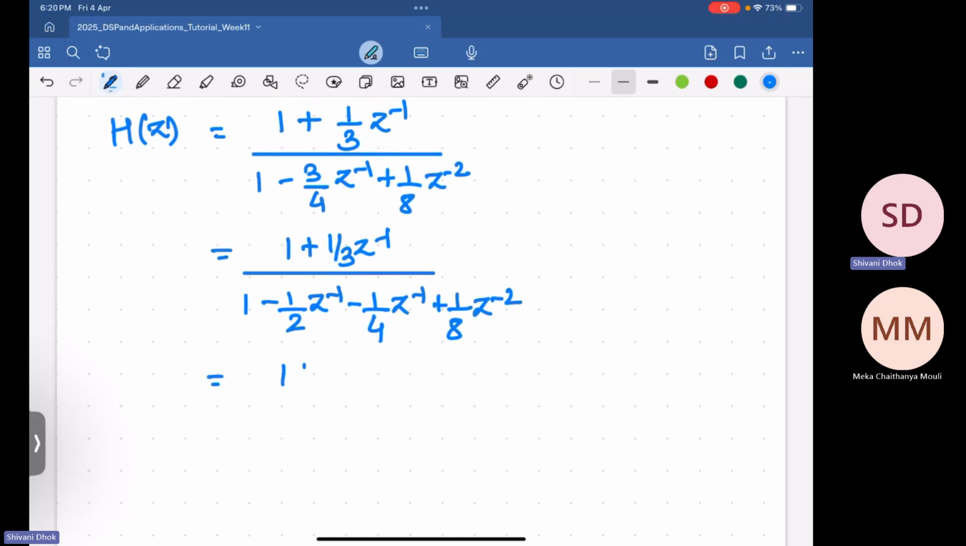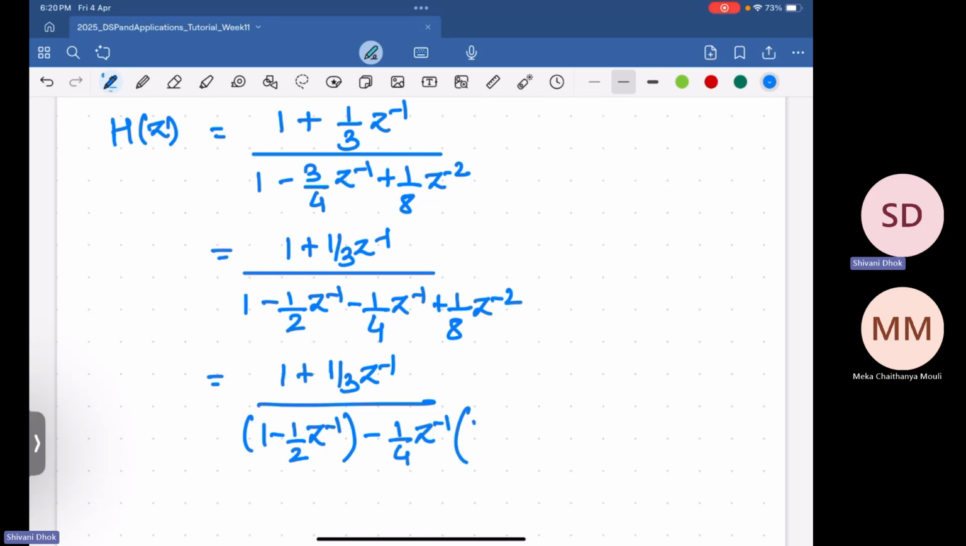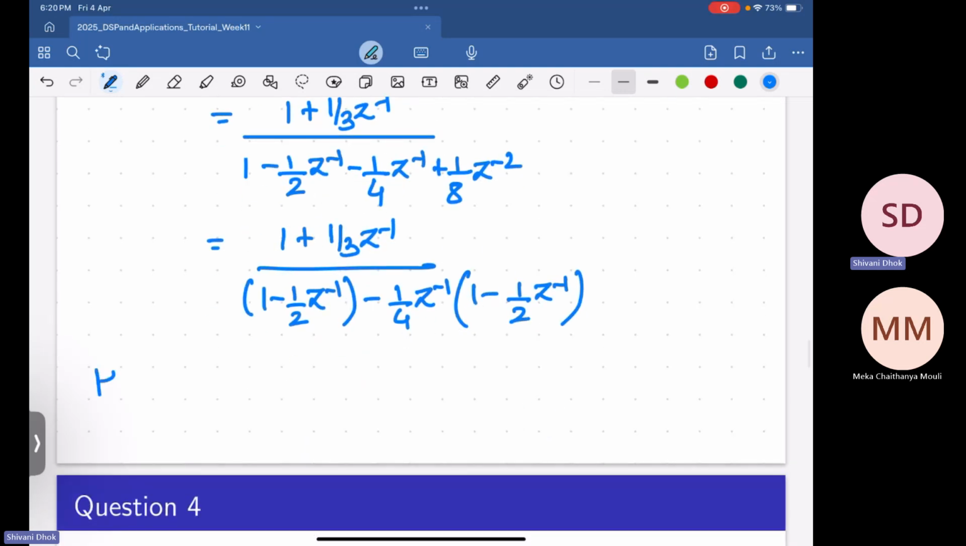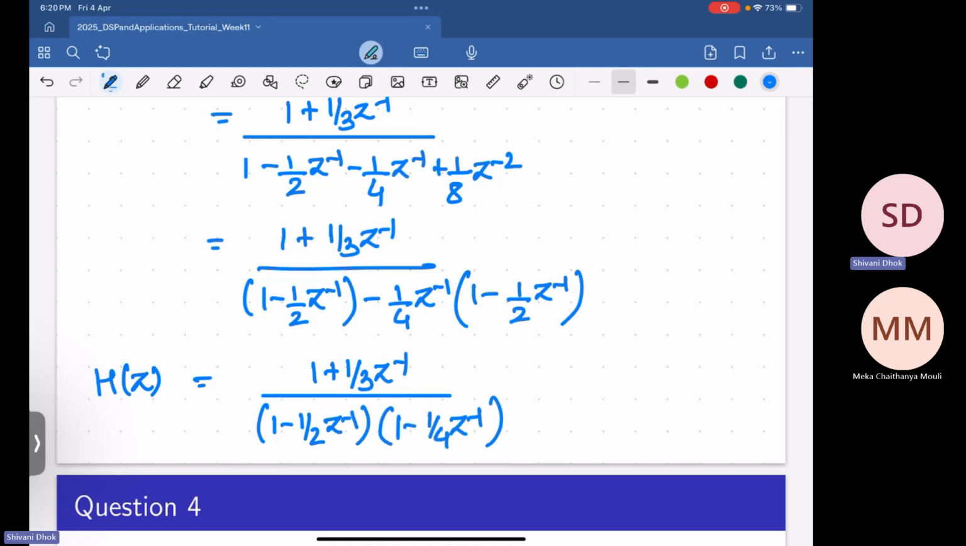So this is equal to 1 plus 1 by 3 z inverse divided by 1 minus 1 by 2 z inverse minus 1 by 4. I can take z inverse out common, 1 minus 1 by 2 z inverse. So this comes out to be h of z is equal to 1 plus 1 by 3 z inverse divided by 1 minus 1 by 2 z inverse into 1 minus 1 by 4 z inverse. Is it clear till this point?